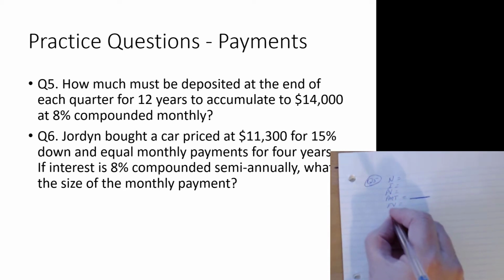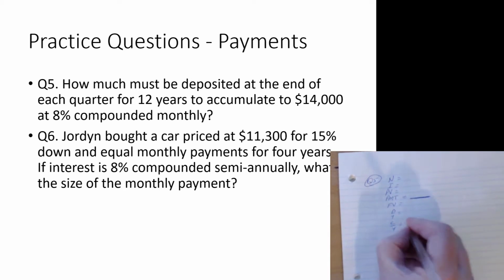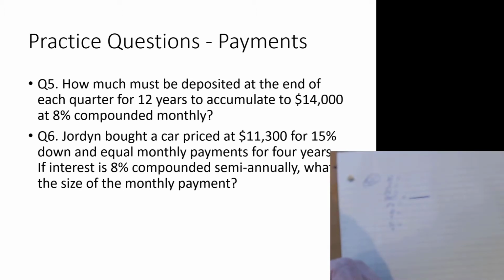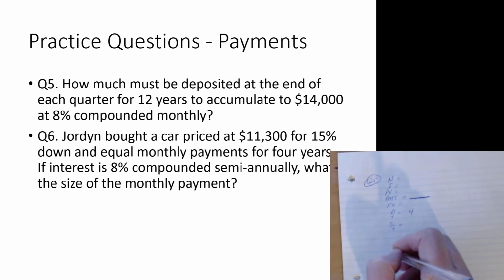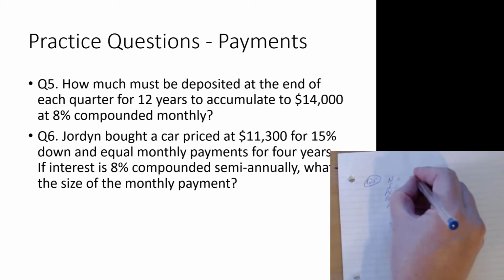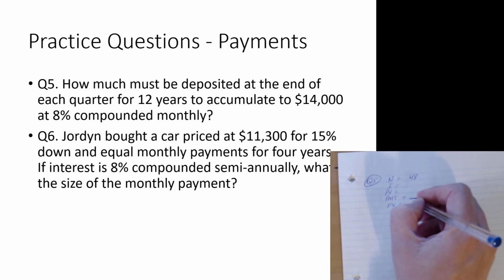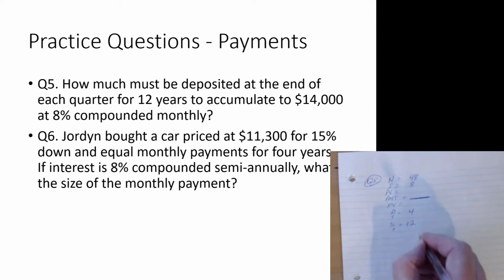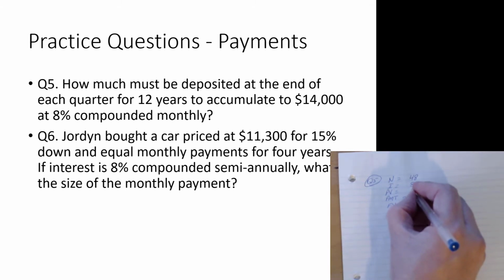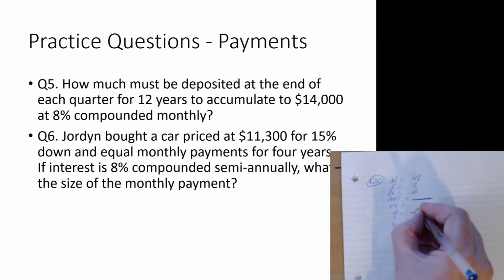Future value, P over Y, and C over Y. So how many payments do we make each quarter? That's 4 of those payments per year for 12 years. So 4 times 12 is 48, with an interest rate of 8% compounded monthly. So that means there's 12 of them. Present value: nothing talking about any lump sum payments at the beginning, so 0. Future value, well, we want to end up with $14,000.